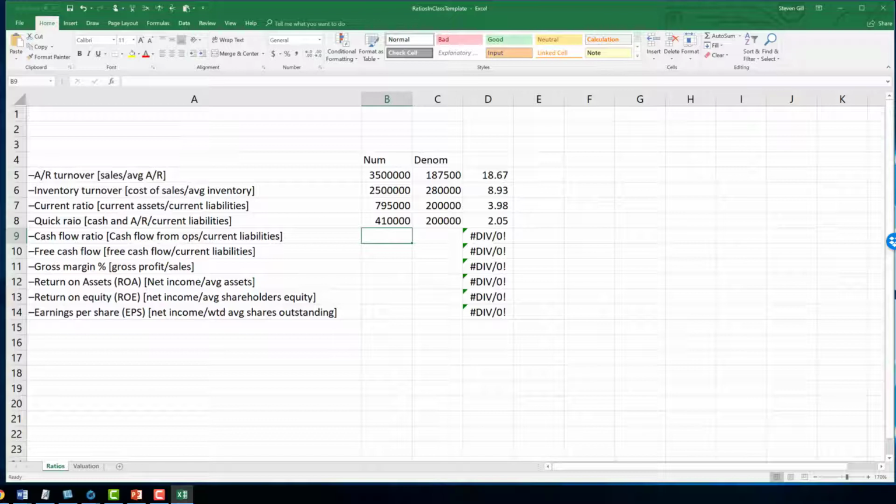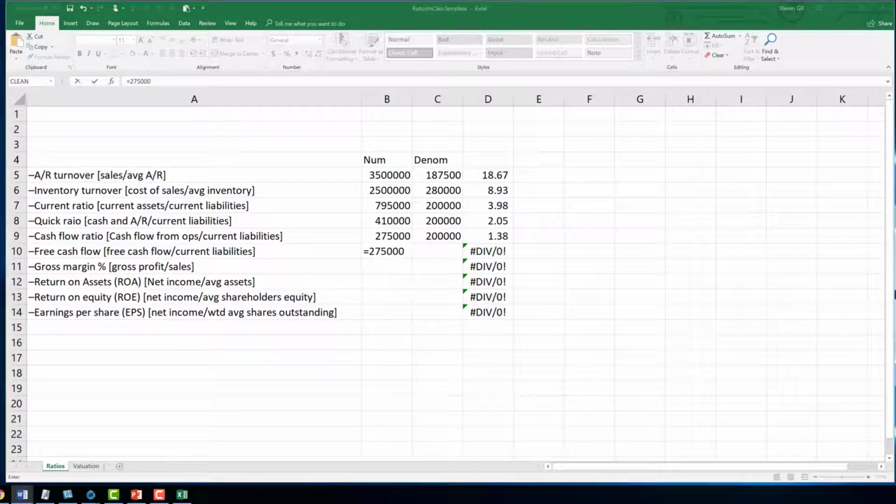All right, then I got the cash flow ratio. That's the cash flow from operations. So we have that amount. It is provided to us divided by current liabilities. Then we have free cash flow. Now, free cash flow is a little more work, so we're going to have to back into that number. So we're going to start with cash flow from operations. Well, what we have to do is get rid of the capital expenditures and we also have to get rid of any dividends.